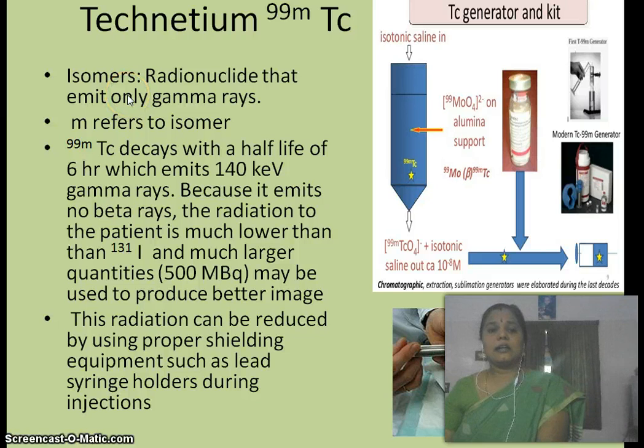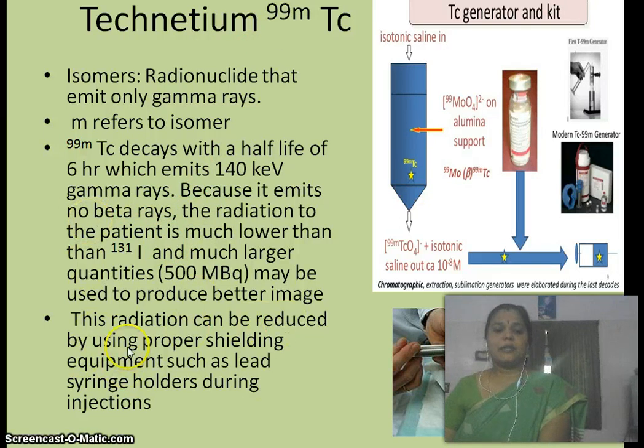There is another radioactive material called technetium, which is more often preferred than iodine. The significance of technetium is that it emits only gamma rays, not beta rays, and so these materials are referred to as isomers. Isomers are radionuclides that emit only gamma rays. Here the M refers to the isomer. The half-life of technetium is only 6 hours, and it emits 140 keV gamma rays. No beta rays are emitted, and so technetium is preferred over iodine.